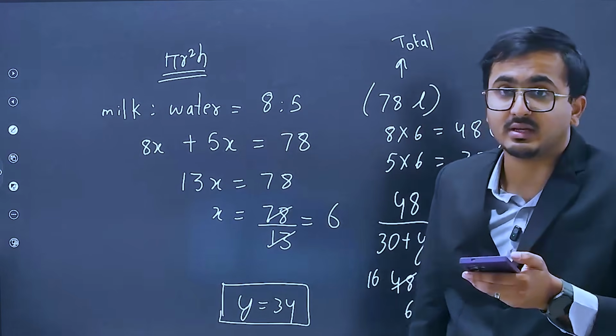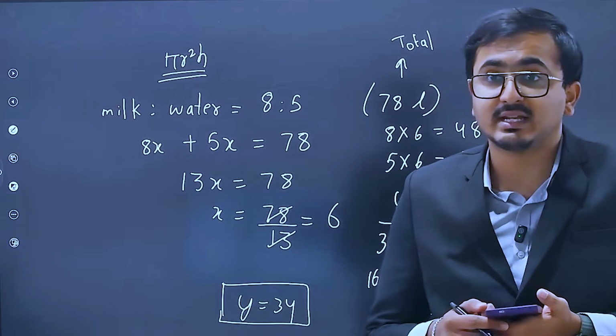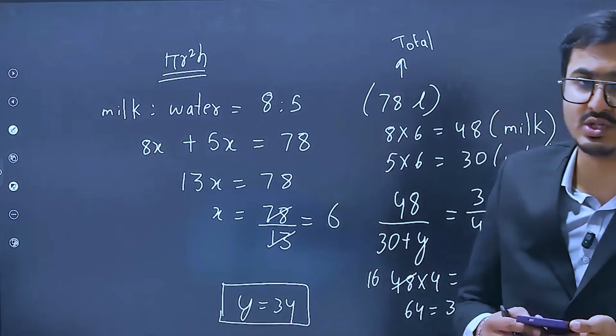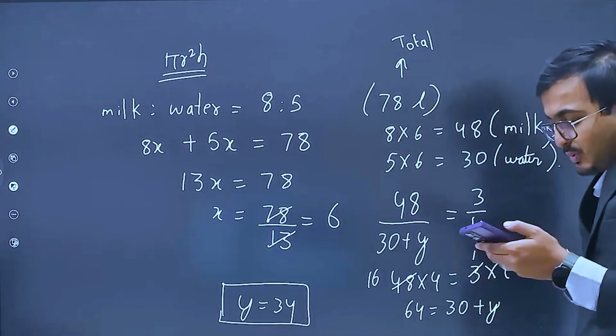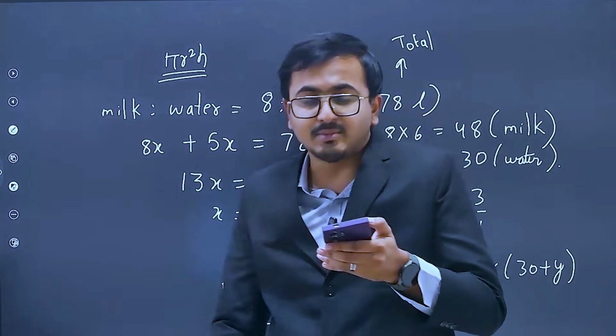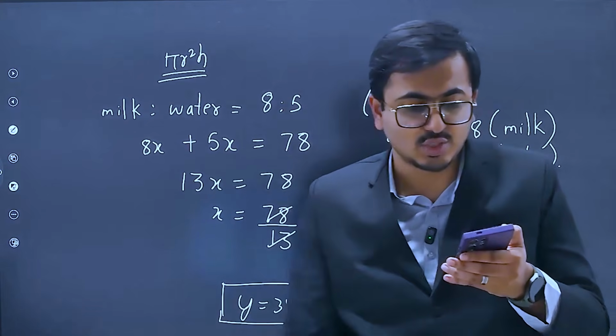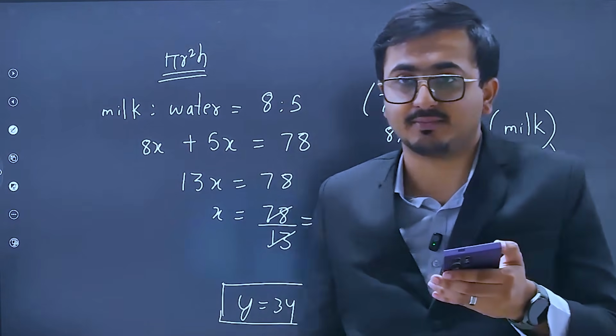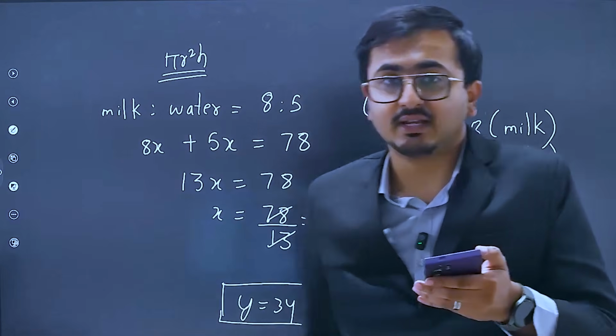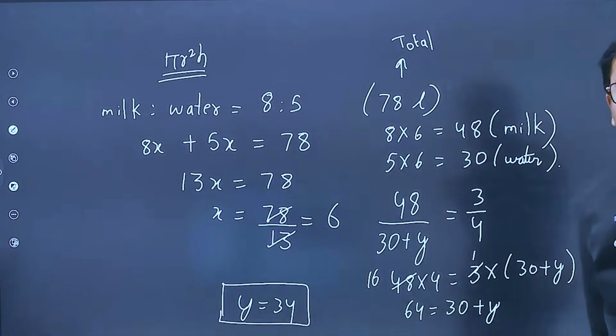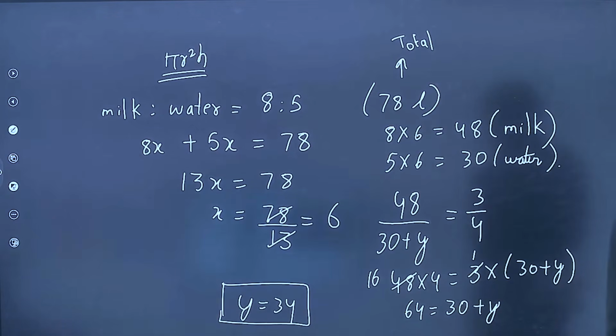Akansha: Sir, I didn't understand. Can you please repeat it again? No issues. See, first see the question. The milk and water are in the ratio 8:5. That is given. They have given the ratio as water is to milk. They have given this particular ratio. Clear?